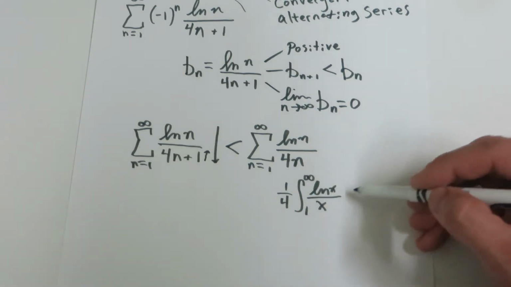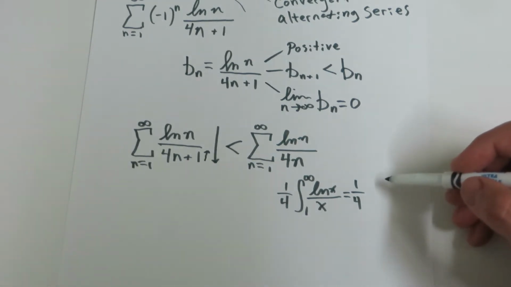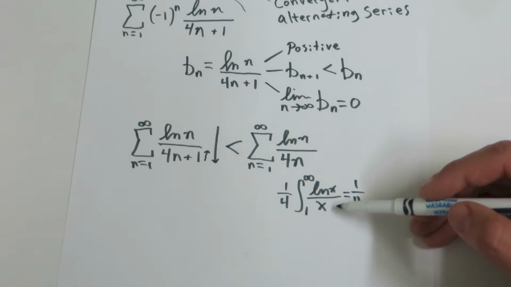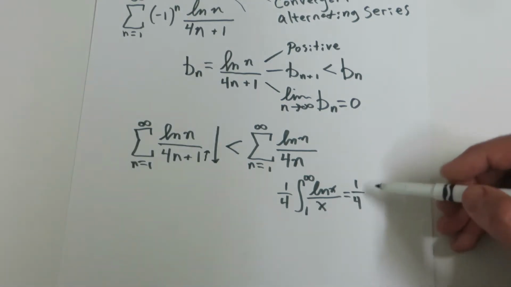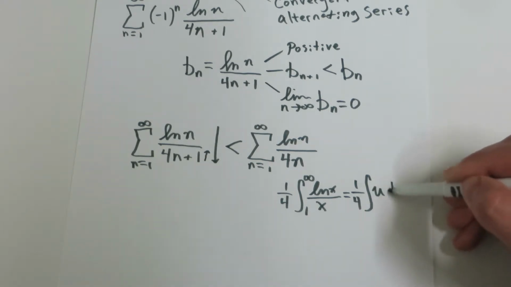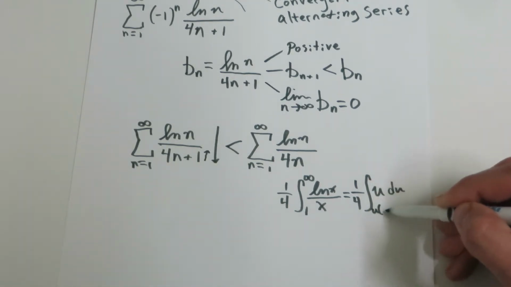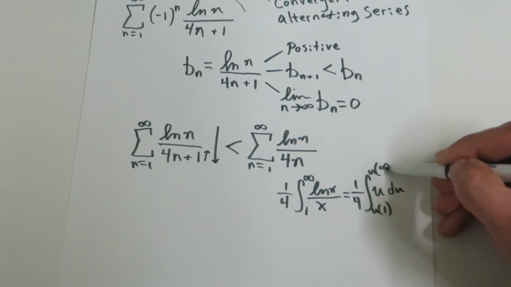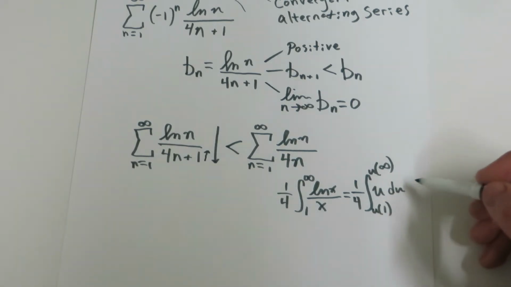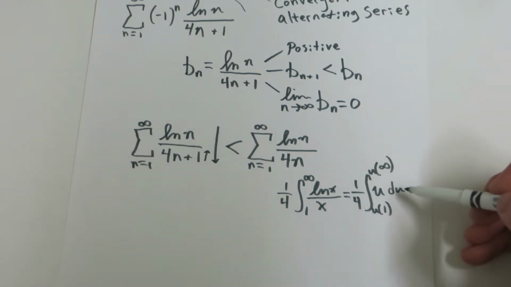And this is going to equal 1/4. We could just do a little u substitution here, and you see that the derivative of ln of x is just 1 over x. So we just have u du, and I like to think of these integration terms as u of 1 to u of infinity, and that way you know that you have to convert it back. So our ln of x was our u, and then our 1 over x is just our du.